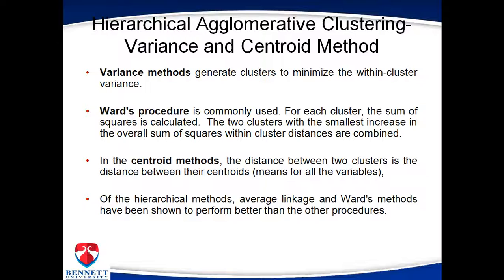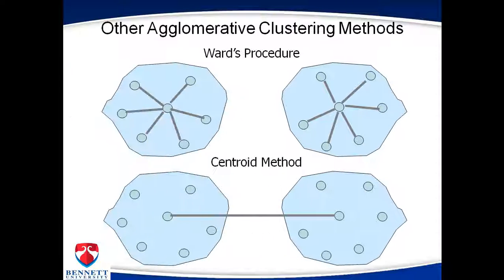So there are two other methods that we first discussed in the slide. In the hierarchical method, there is a linkage method, and there is the Ward method. The Ward procedure is commonly used: for each cluster the sum of squares is calculated between the two, and we look for the smallest increase in the overall sum of squares. In the centroid method, it is the distance between the centroids of the two clusters. So this is the Ward procedure.